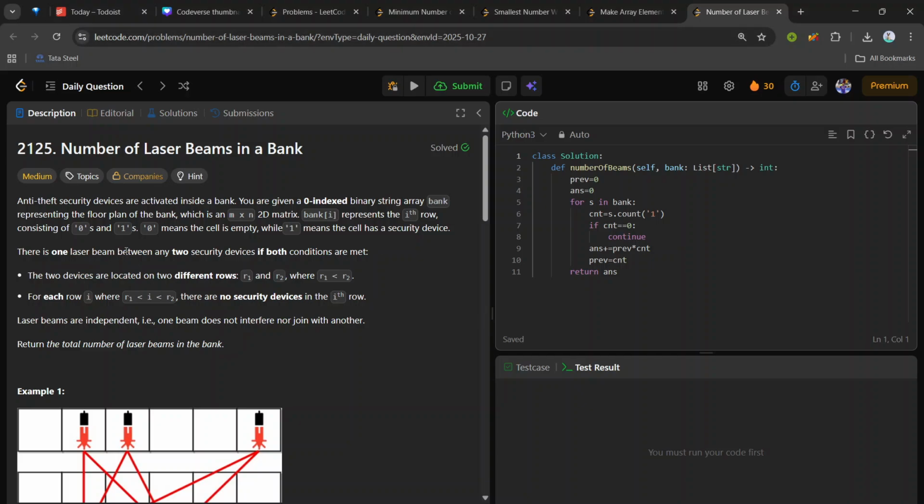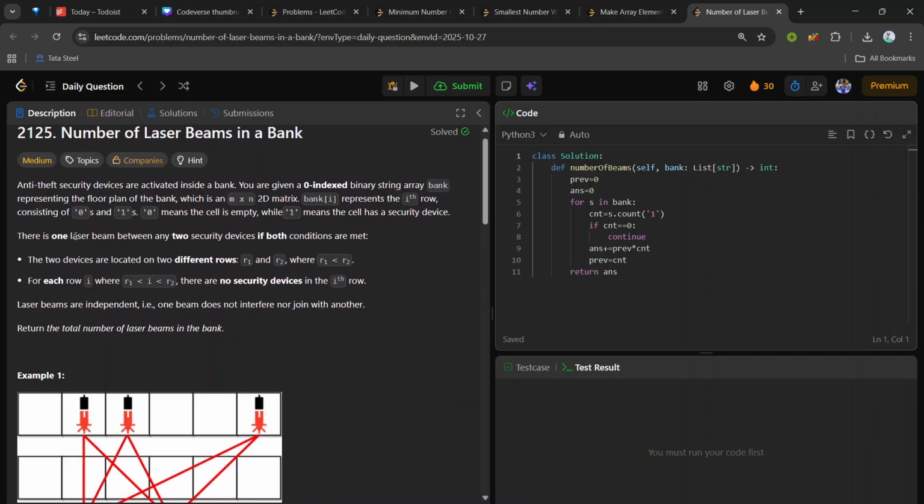Hello guys. So today the problem that we are going to solve is number of laser beams in a bank. The problem states that anti-theft security devices are activated inside a bank. You are given a zero-indexed binary string array bank representing the floor of the bank, which is an m into n 2D matrix. Bank[i] represents the ith row consisting of zeros and ones. Zero means the cell is empty, while the ones means the cell has a security device.